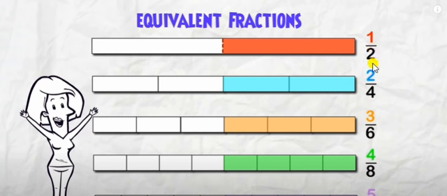If we have a look at the denominators, they are increasing by 2, whereas the numerators are increasing by 1. So it means that the denominators are following the table of 2. The same has been observed for the numerators. 1 into 2 is 2, 1 into 3 is 3, 1 into 4 is 4.